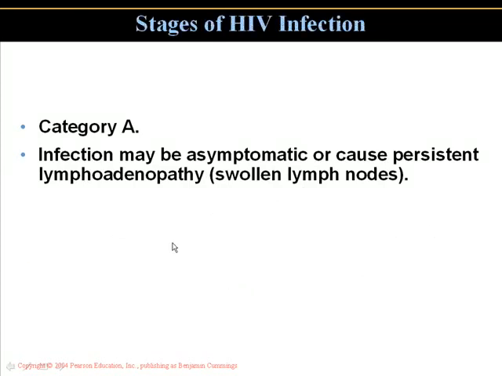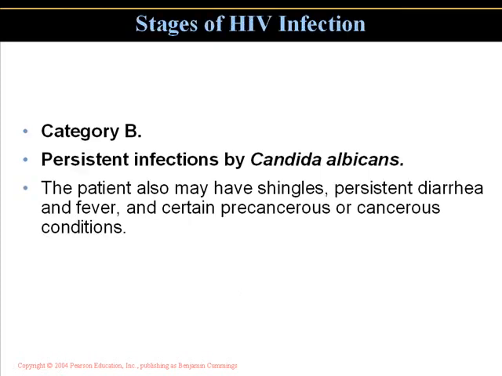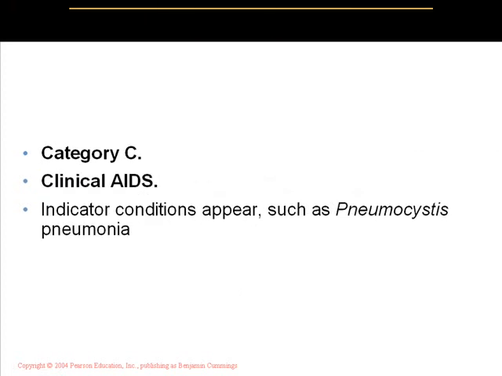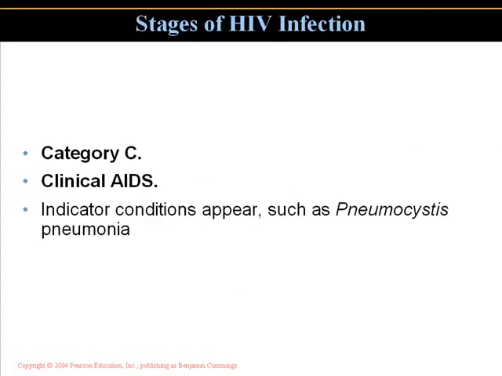So, category A, these infections may be asymptomatic or cause persistent lymphadenopathy. Again, that's a swollen lymph node. Category B, which is persistent infection by Candida albicans. Patient may also have shingles, persistent diarrhea, fever, and certain precancerous conditions. And category C, which is referred to as clinical AIDS, indicator of conditions such as pneumocystis carinii pneumonia. Remember, A being asymptomatic, C, clinical AIDS, the appearance of opportunistic infections such as pneumocystis carinii pneumonia.